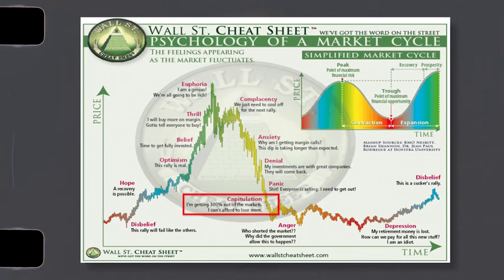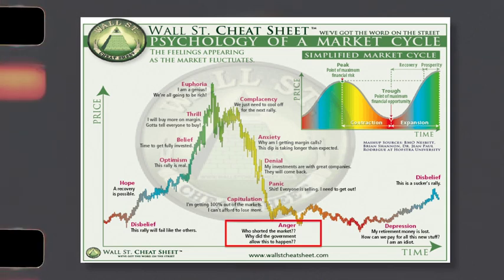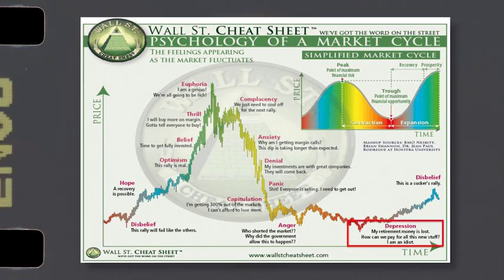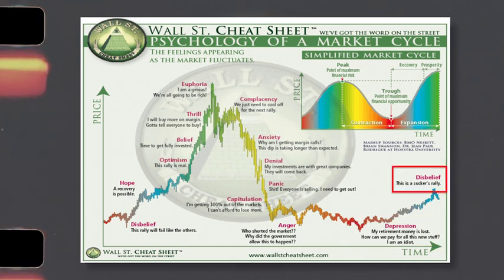At this point, people are absolutely distraught. They are suffering and everybody's just obscenely upset. Anger. Who shorted the market? Why did the government allow this to happen? This is the part where people go out with their pitchforks and their torches and they go hunting for people. Right into the extended bear market and into the depression. My retirement money is lost. How can we pay for all this new stuff? I am an idiot.